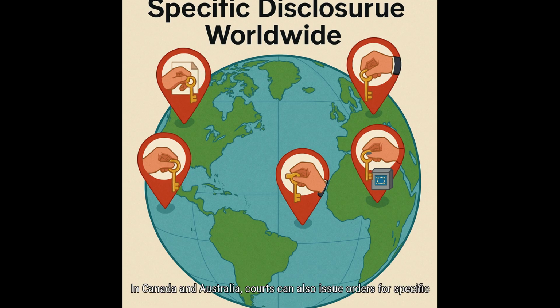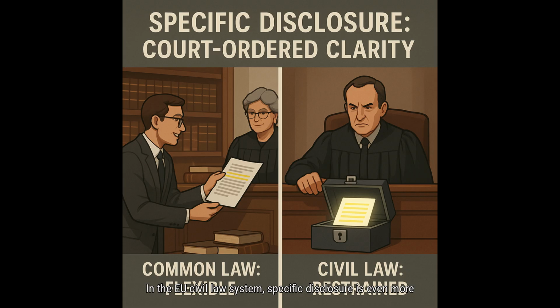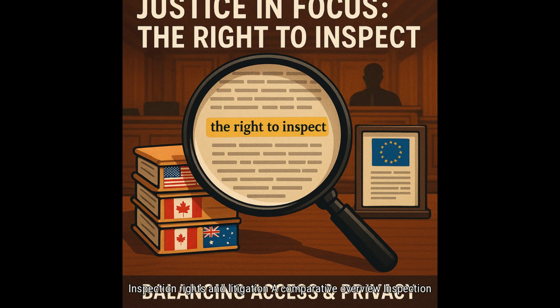In Canada and Australia, courts can also issue orders for specific disclosure, often in response to a party's application identifying particular documents or categories that are crucial to resolving the dispute. In the EU's civil law system, specific disclosure is even more narrowly tailored and typically only granted by the court in exceptional circumstances, such as competition law cases, where the necessity for particular documents is clearly demonstrated. This approach reflects the broader distinction between common law's more flexible, party-driven discovery and civil law's preference for judicial control and minimal disclosure.